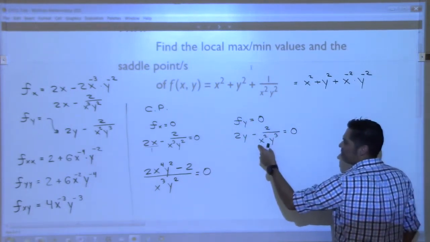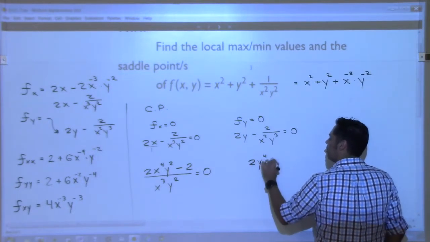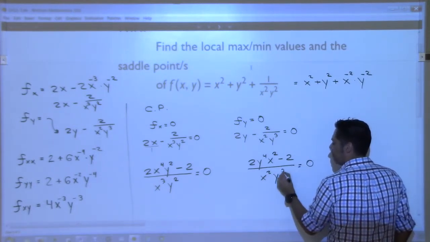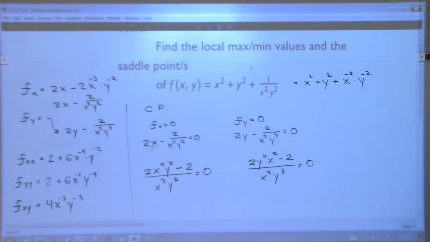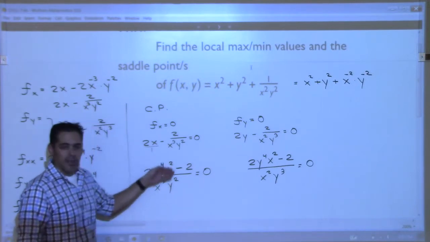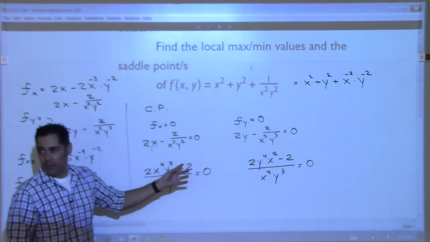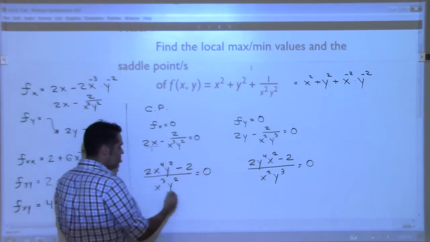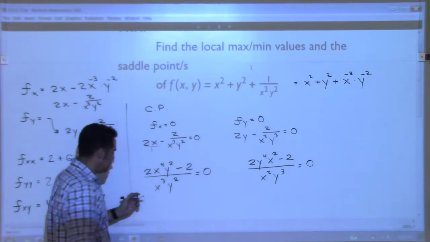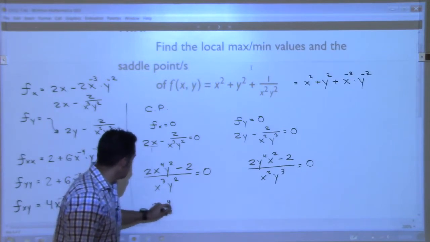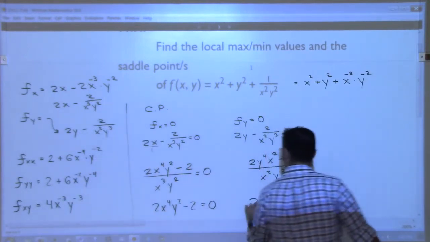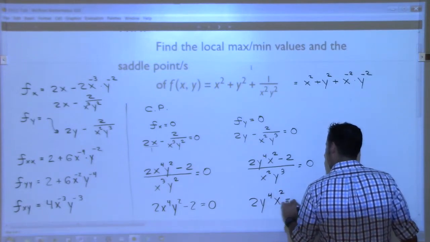This is going to work very similarly. I'm going to put these together also. Now, in algebra, hopefully you learned that a fraction can only be 0 if the numerator is 0. Essentially, anytime you have a fraction equal to 0, you can just always multiply both sides by the denominator, and it's going to kill off. So all I really need here is 2x to the 4th y squared minus 2 must be 0, right? And this one becomes 2y to the 4th x squared minus 2 must be 0.